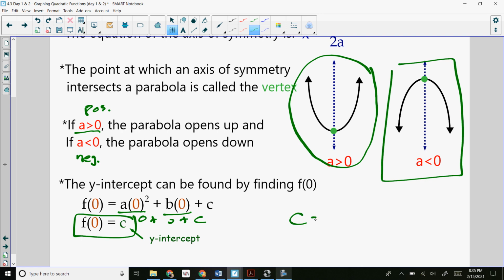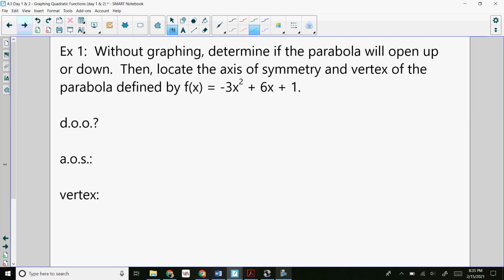So for example, if c ended up being 4, then you can do f of 0. Well, this is an input. An input, of course, is our x value, and the output that you get is the y value. So (0, 4) in this case would be the y-intercept. So we'll have to keep that in mind as we try a few of these.